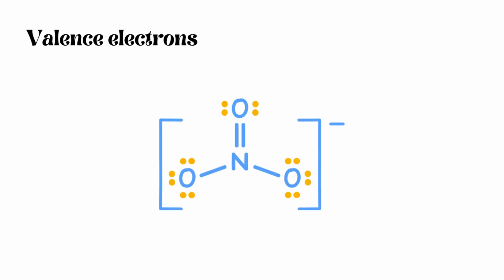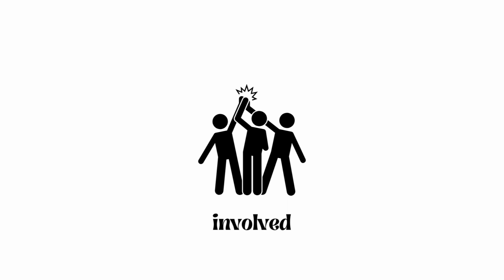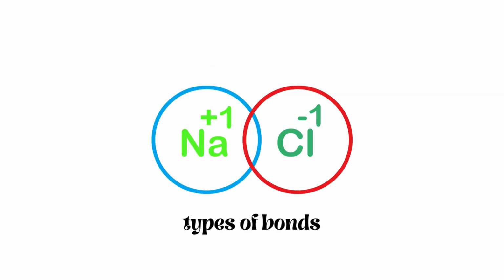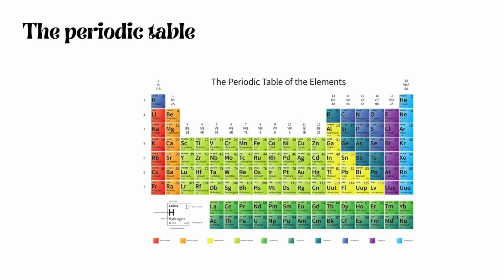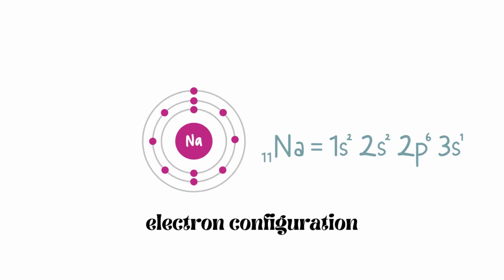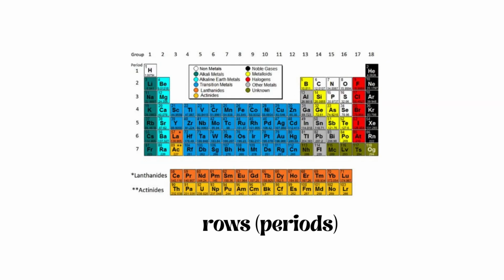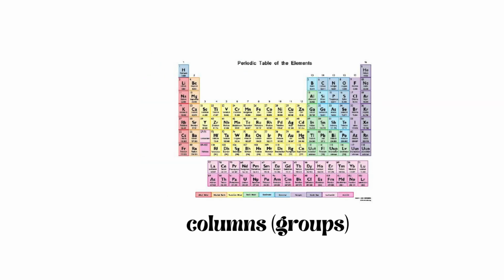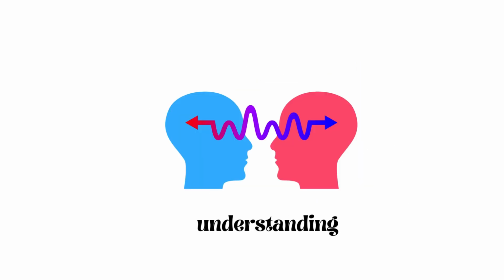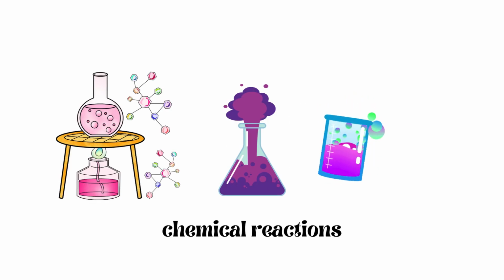Let's start the video. Valence electrons are the electrons in the outermost energy level of an atom. They are involved in chemical bonding, determining an element's reactivity and the types of bonds it can form with other elements. The periodic table is a tabular arrangement of chemical elements, ordered by their atomic number, electron configuration, and recurring chemical properties. Elements are organized into rows (periods) and columns (groups) based on similarities in their properties, facilitating the understanding of the relationships between different elements and their behavior in chemical reactions.